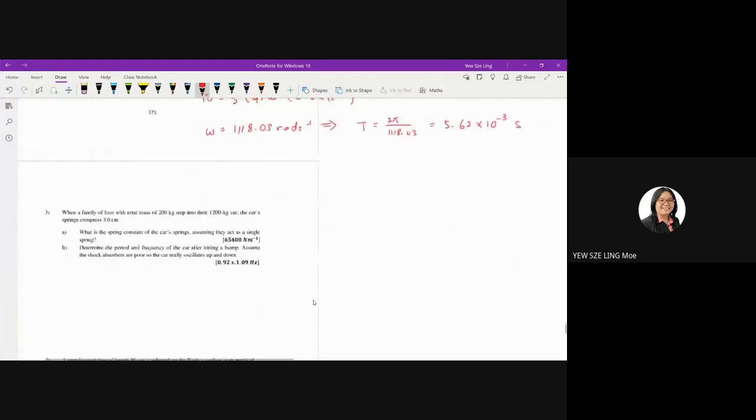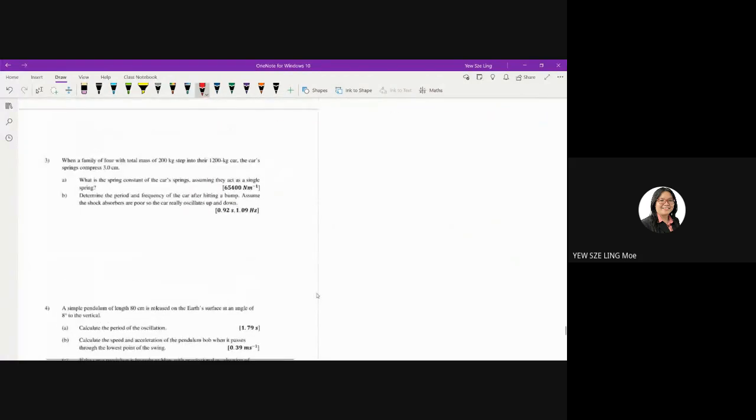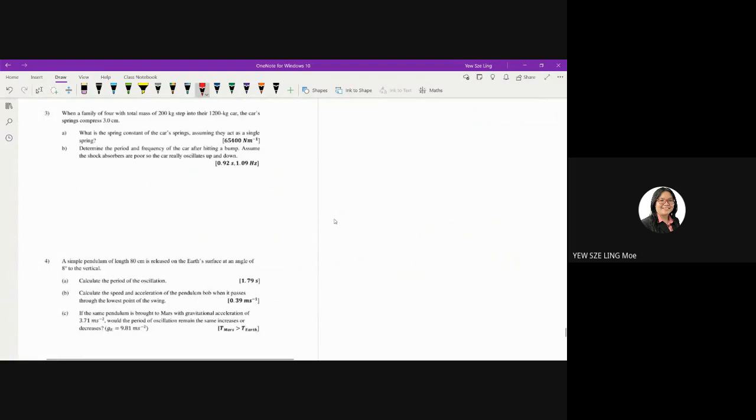All right, next one. Okay, this question is slightly more complicated. Question number 3, because you need a bit of visualization. So 3A, question 3. When a family of 4 with a total mass 200 kg step into their 1,200 kg car, the car spring compressed by 3 cm. Question A, what is the spring constant of the car springs? Assume they act as a single spring.